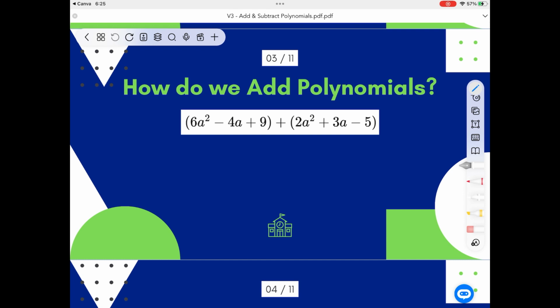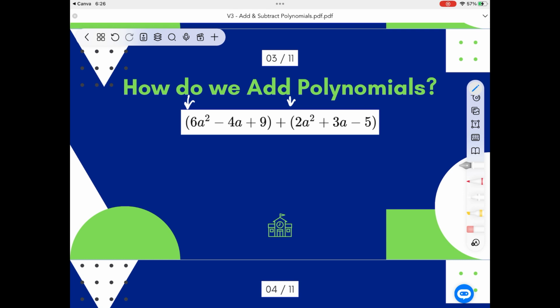And we're going to begin by first looking and seeing if there's anything outside of the parentheses for each of these polynomials that would tell us that we're not just adding one version of that polynomial or one copy, but maybe we're adding two of those polynomials, or maybe we're multiplying it by a negative number first and then combining them. But if I look right in front of the parentheses here and right in front of the parentheses here, I don't see anything that would tell me I need to distribute. So I'm just adding one of each of these polynomials. One 6a squared minus 4a plus 9 polynomial added to one other 2a squared plus 3a minus 5 polynomial.